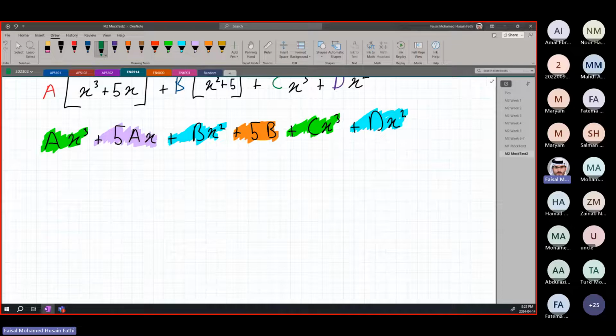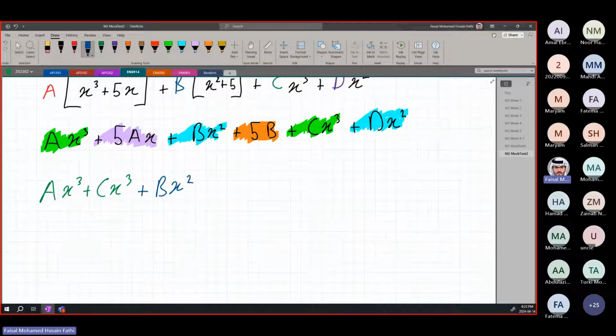خلينا نبدأ ويا ax cubed. So ax cubed plus cx cubed. زين هاي أول شيء. Plus, let us go for the x squared next. So plus bx squared plus dx squared. زين. Now we will go for the x by itself, I mean, plus 5ax. And lastly, we will go for the one without an x, which is plus 5b.